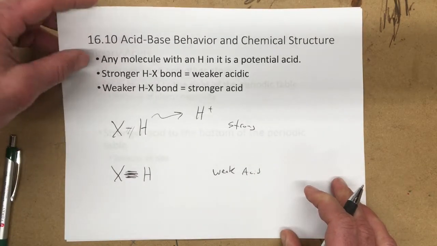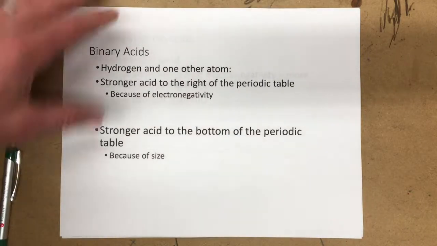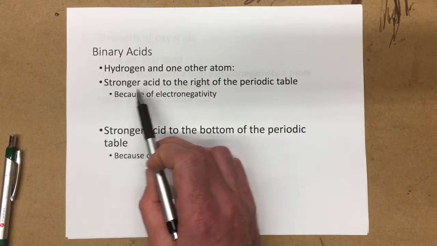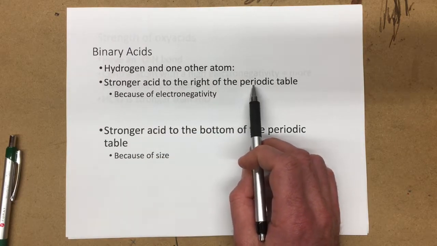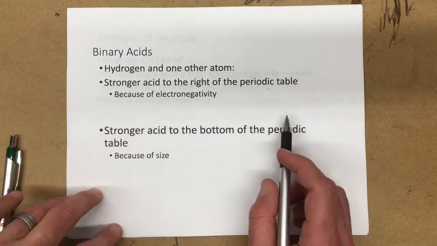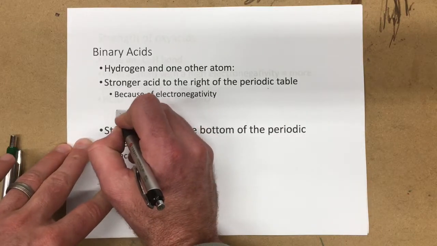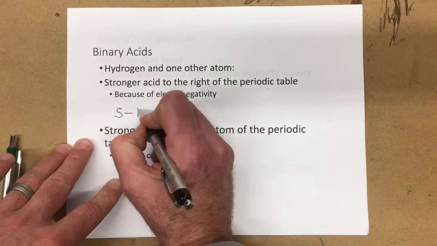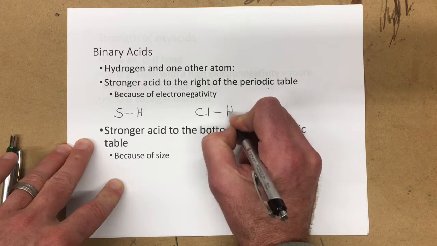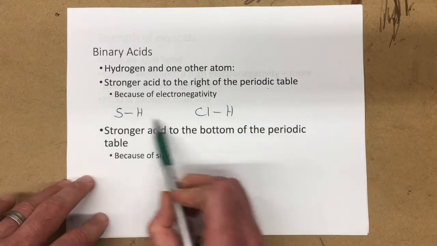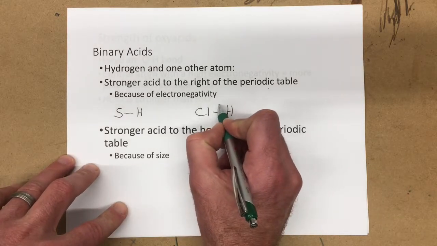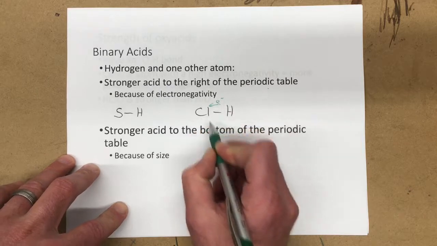All right, so let's take a look at some more detailed examples. For the binary acids, that means hydrogen connected to just one other atom. The stronger acids are as you move to the right on the periodic table because of electronegativity. So as we move from left to right across the periodic table, let's look at if you had sulfur connected to hydrogen and if you had chlorine attached to hydrogen. Well, we know that as you go from left to right across the periodic table, you have an increase in electronegativity. So chlorine is really good at pulling the electrons towards itself, has a really high electronegativity.